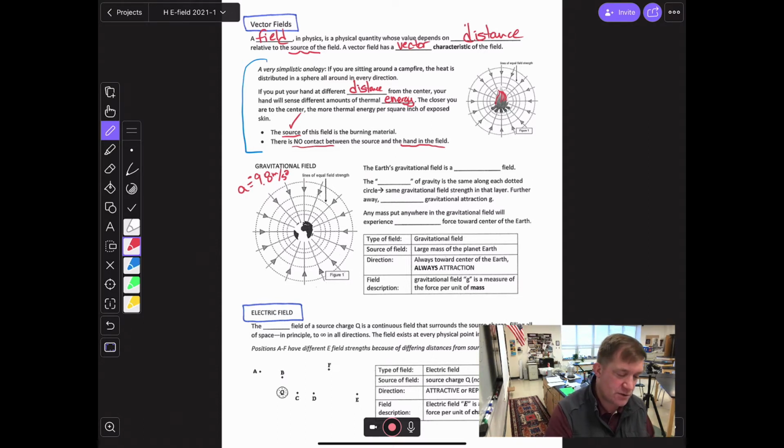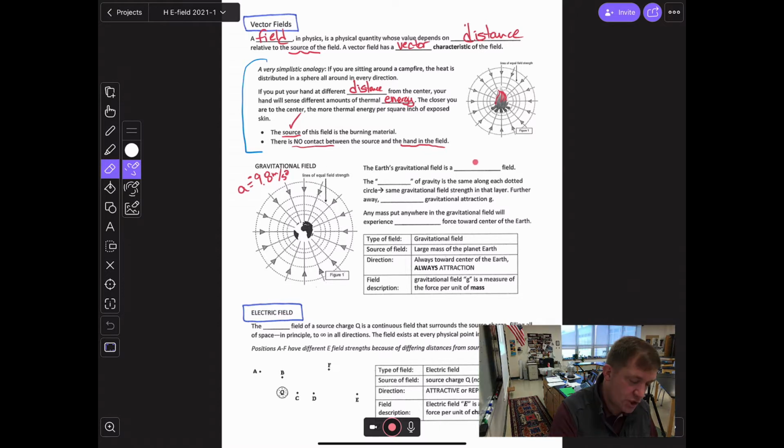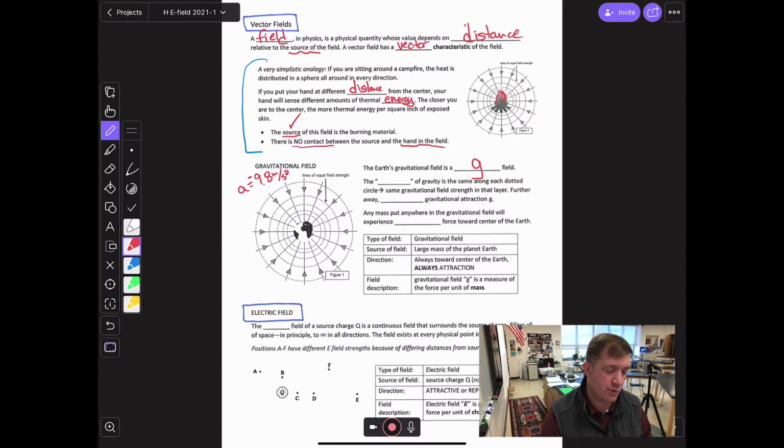So Earth's gravitational field is a G field. That's what we refer to it as, a G field. It's a vector field, but we call it G for gravity. The strength of gravity is the same along each of those circles. See in this picture that looks like a bullseye, Earth, and let's make it blue because Earth is the blue marble, with lots of oceans and things like that. No matter where you are at a distance from Earth, you're going to feel the same gravity.